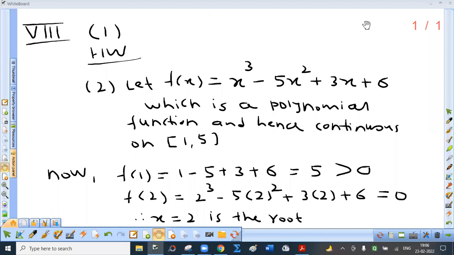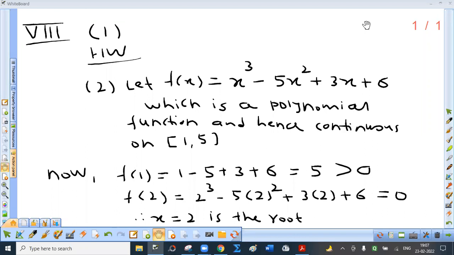Sum number 8. Solve using the intermediate value theorem. First is for homework. Second, show that x³ − 5x² + 3x + 6 = 0 has at least 2 real roots between x equal to 1 and x equal to 5. Let me tell you, complex roots always occur in pairs. So this will not happen that this equation has 2 real roots and 1 complex root. If they say 2 real roots, the third has to be real only.